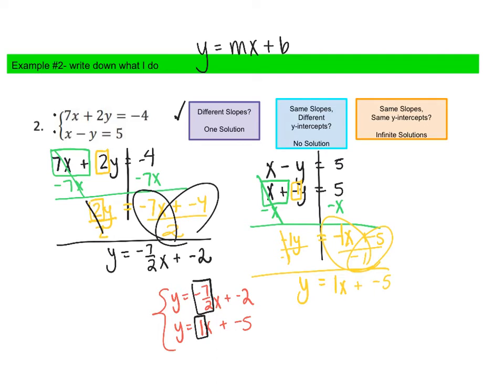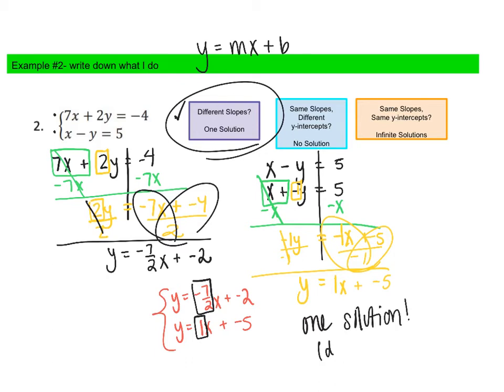Oh, that was pretty quick and easy. What does that mean? That means they have one solution, because they have different slopes. That's the only option if there's different slopes. It's just, okay, well, they're going to cross sometime. Moving on.